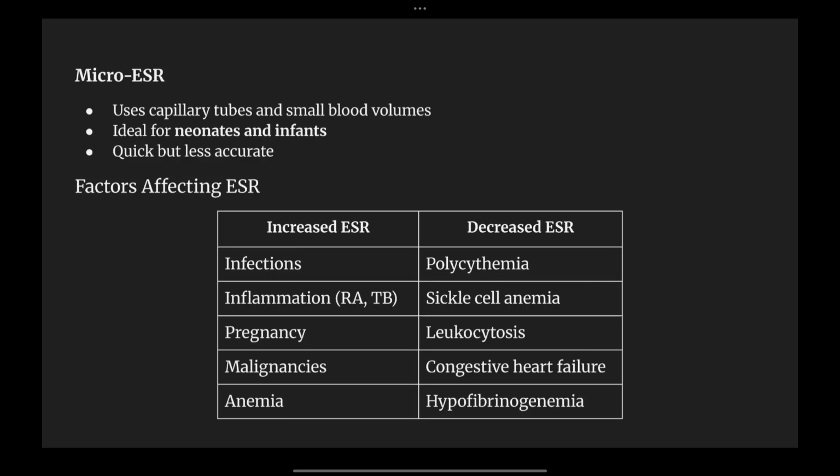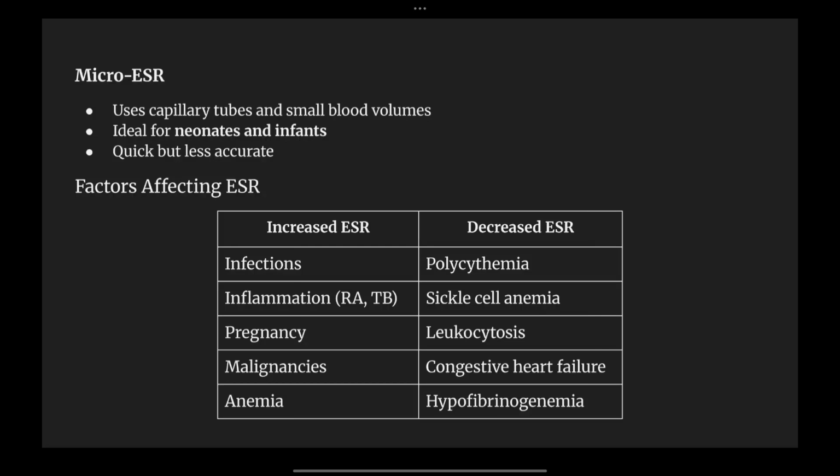Now the final method of ESR determination is micro ESR. It is done using capillary tubes. I'll show you an image of a capillary tube. They are very small, thin tubes used to determine blood volumes in small proportions, like for neonates or babies that are just born. We can use ESR determination with capillary tubes, and they are quick but not as accurate as the Westergren and Wintrobe methods.